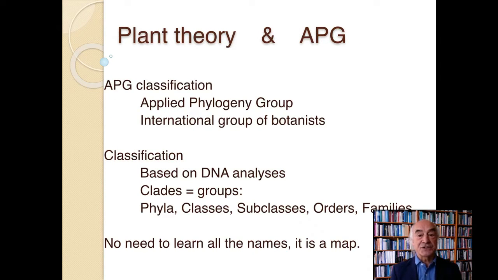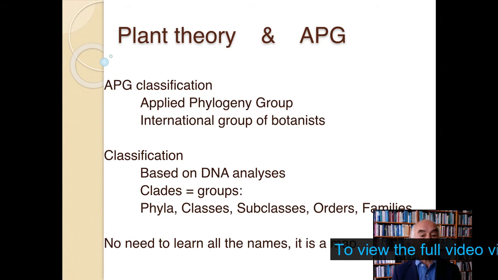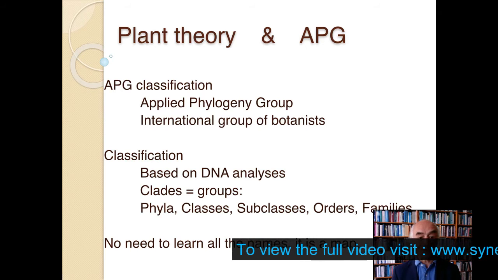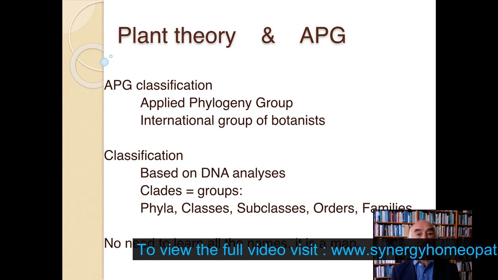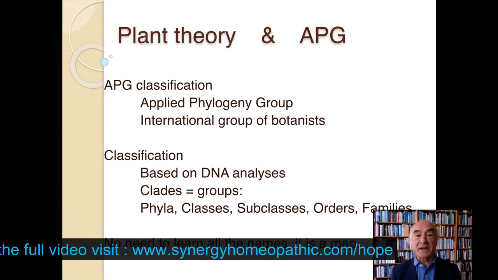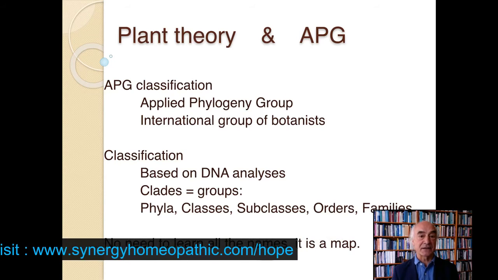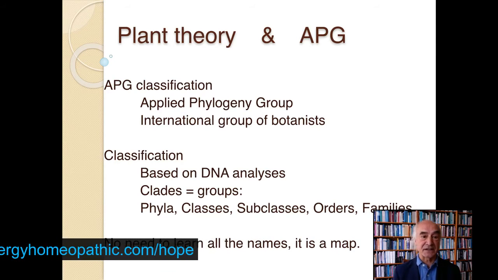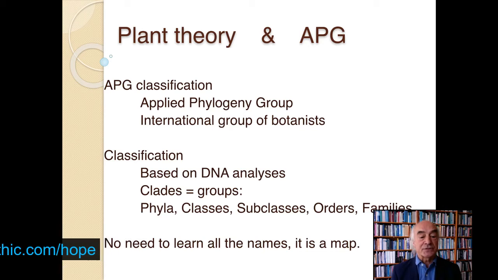The plant theory uses as a basis the APG classification. This classification is made by an international group of botanists, and they call themselves the Applied Phylogeny Group, APG. The classification is based very much on DNA analysis. There have been many other older classifications like that of Cronquist, Takhtajan and Stebbins, and much of those classifications is confirmed by the DNA analysis. But also there are many things that have been changed.